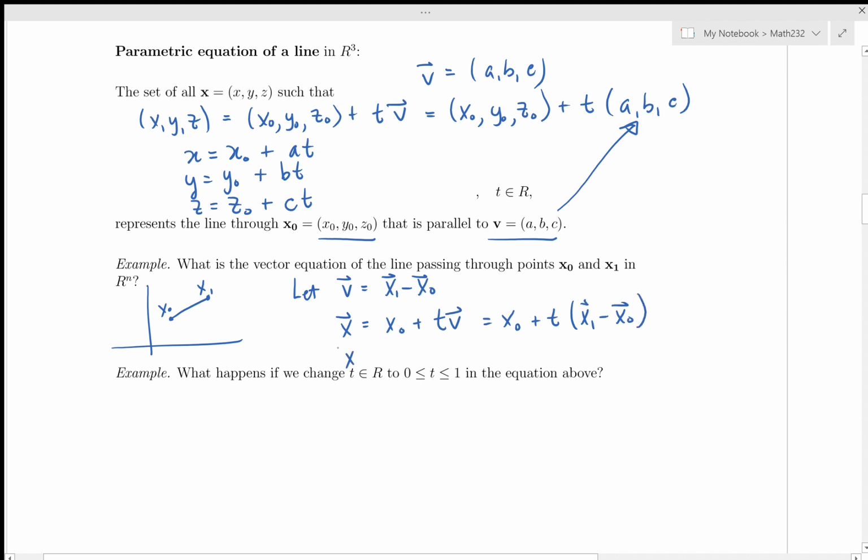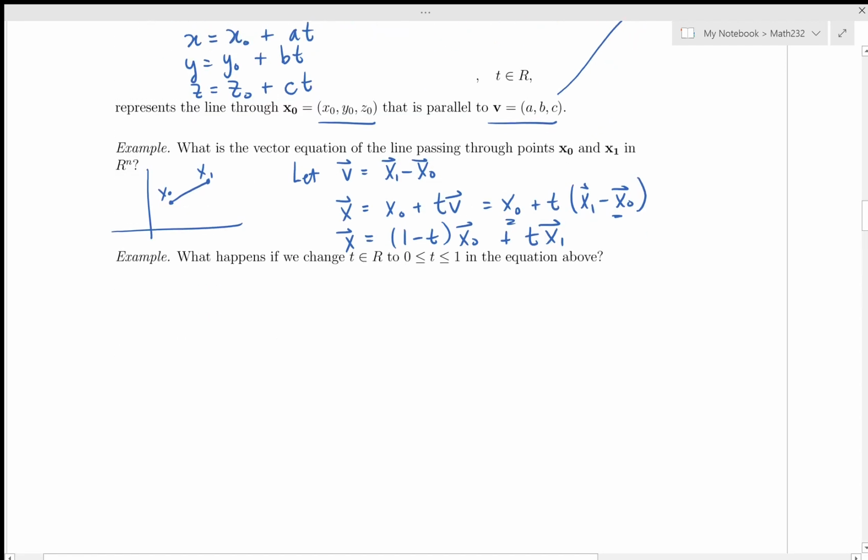So then that means the vector equation of the line is, I have 1 x naught here, and I have minus t x naughts here. So that looks like this: 1 minus t x naught plus t x1. So that is the vector equation of a line passing through 2 points. Okay, question then. What happens if we change, oh, and let's be careful because I didn't even write that. So in this case, t is in, well, let's write it this way. t is from minus infinity to infinity.